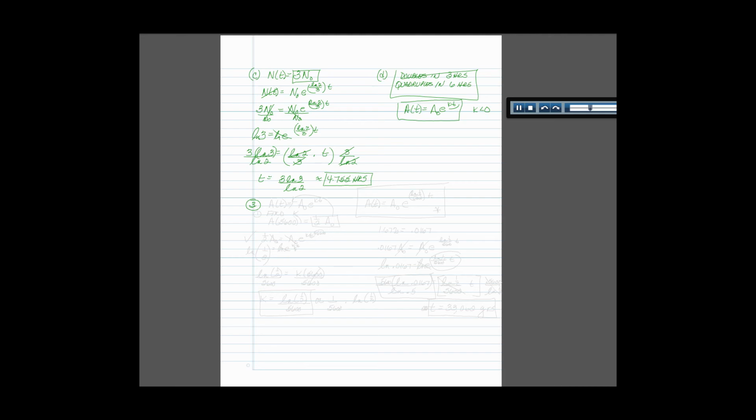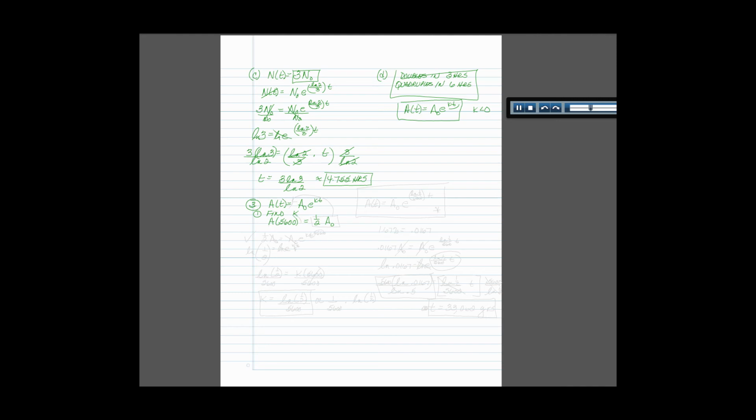So, we're going to use this formula: A of t equals A sub naught e to the kt. First, we want to find k, because it didn't give it to us. But here's what we know. At 5,600 years, or A of 5,600, we have half the amount that was original, half the original amount.